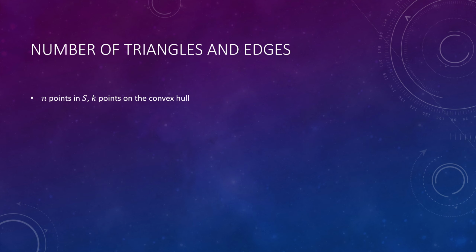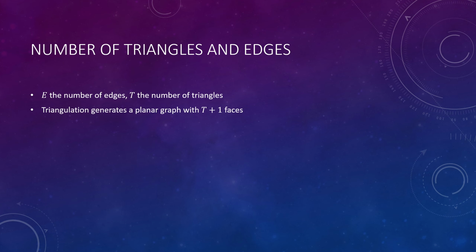Let's look at the number of triangles and edges. If we have n points in S and k points on the convex hull, then the number of edges in any triangulation is 3n minus k minus 3, and the number of triangles is 2n minus k minus 2. How do we prove that? Let's label the number of edges by E and the number of triangles by T. And then we notice that a triangulation generates a planar graph with T plus 1 faces, the T triangles and the unbounded face. Now we do a double counting.